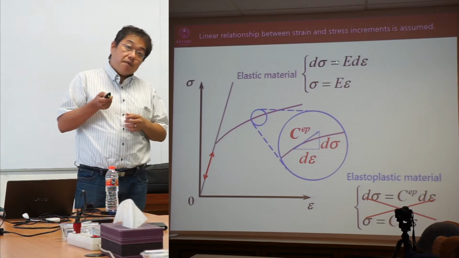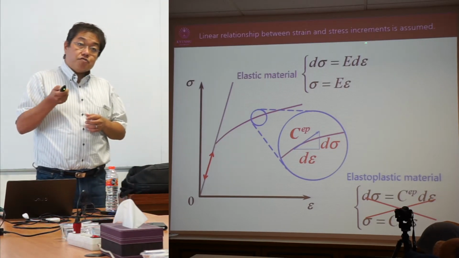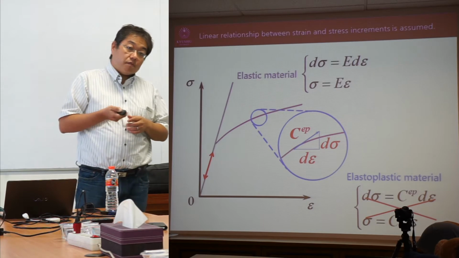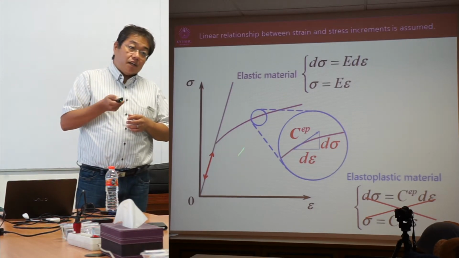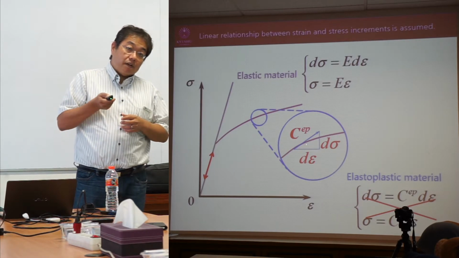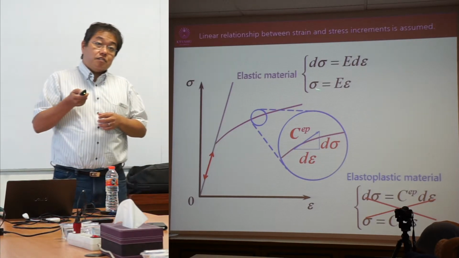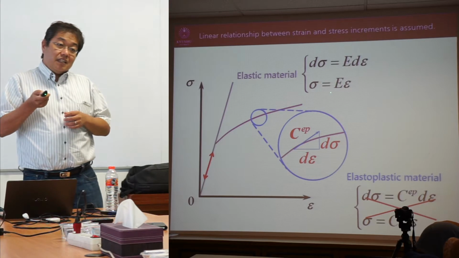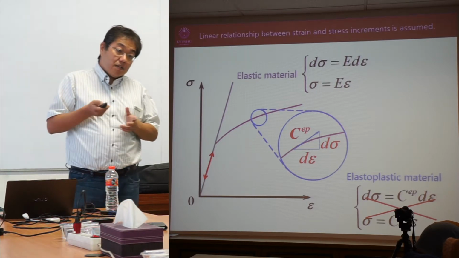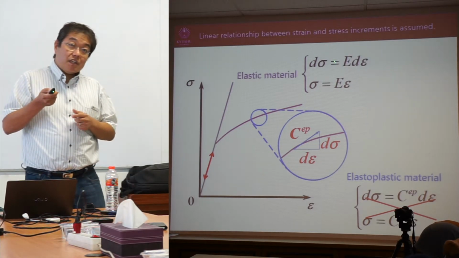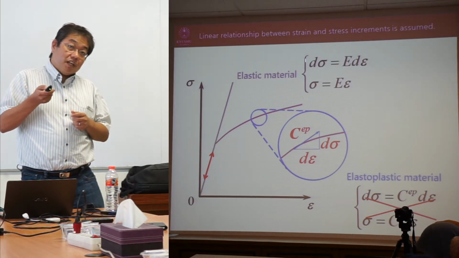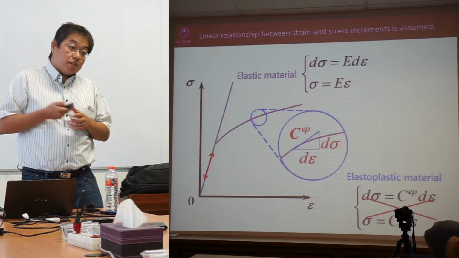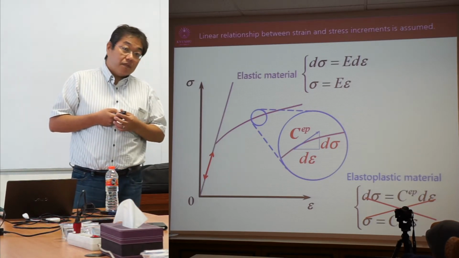So sigma equals the elastic modulus multiplied by epsilon. The epsilon is the increment of this one, and sigma equals E epsilon. This E is the elastic Young's modulus, which is a constant. In that case, we can immediately integrate from here to there. The two equations have the same meaning.